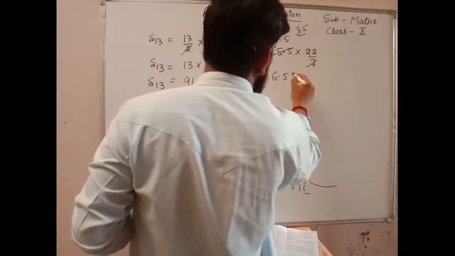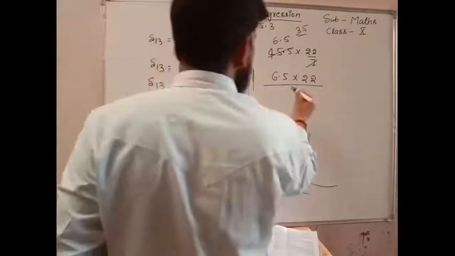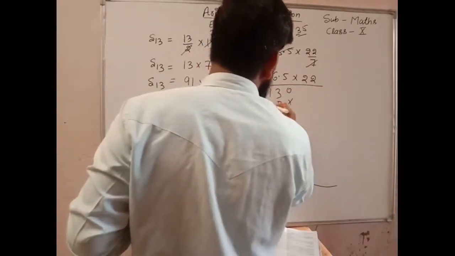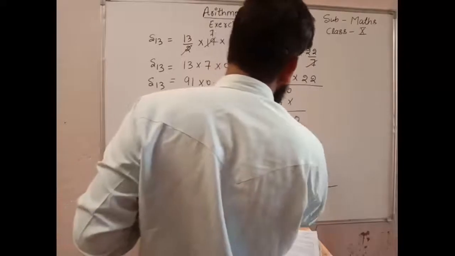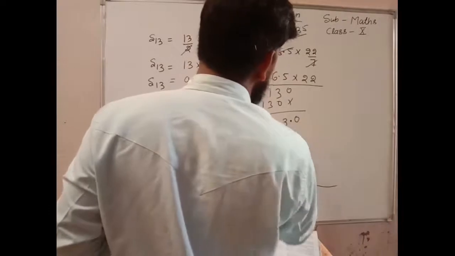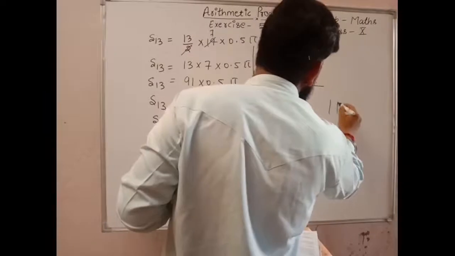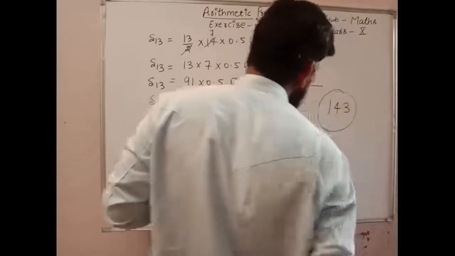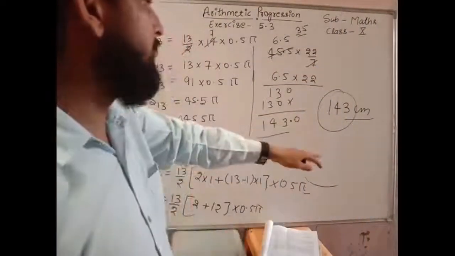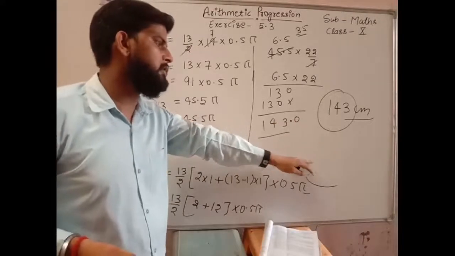So 6.5 multiplied by 22. 2 5s are 10, 2 6s are 12, 13, again 130. So 0, 3, 4, 1, and put the decimal after one digit from the right. So 143 centimeter is the answer. So the length of the 13 consecutive semicircle spiral is equal to 143.